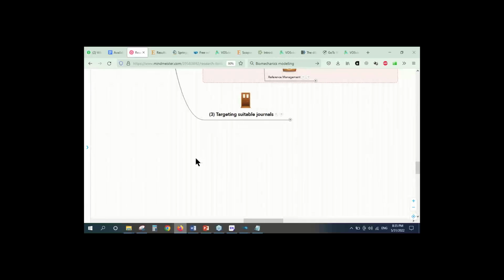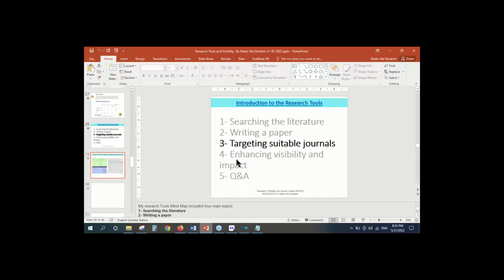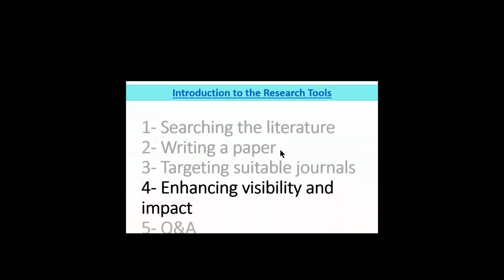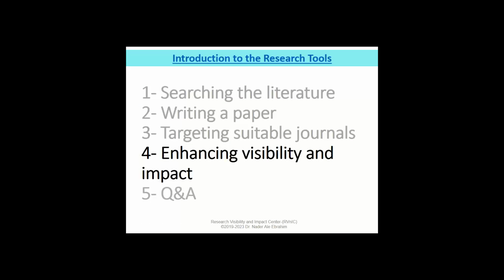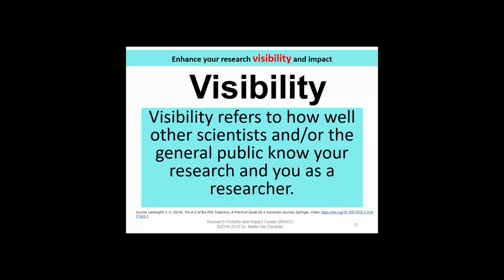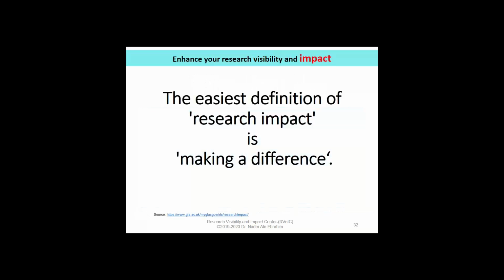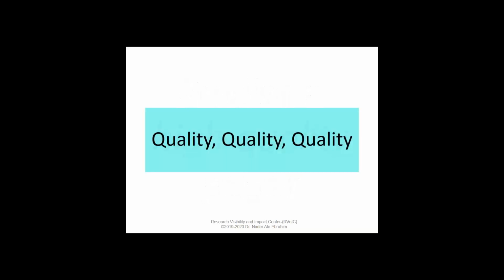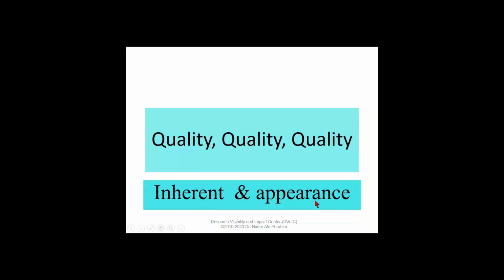And the last part, which I have a few minutes to talk about: after you publish your paper, you need to get some citations. You need to improve your visibility. Visibility means how other people know you and your research. And impact means you should make a difference between your publication and the rest. If you want to make that difference, you should publish the highest quality work. The quality comes from the inherent quality and also the appearance.